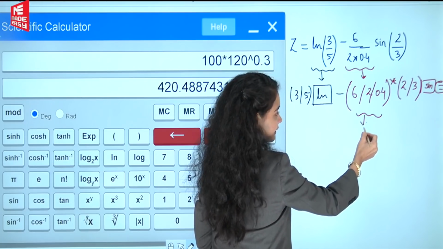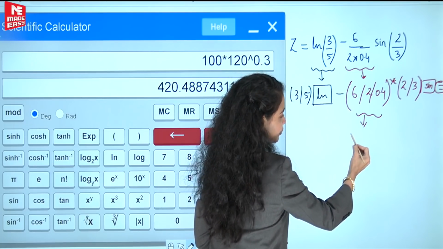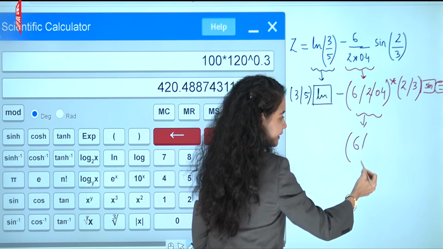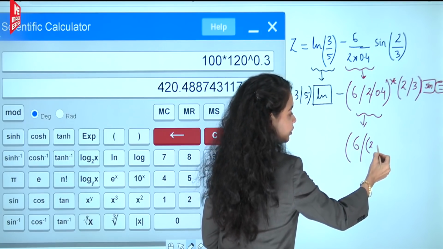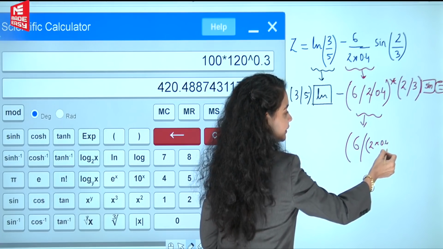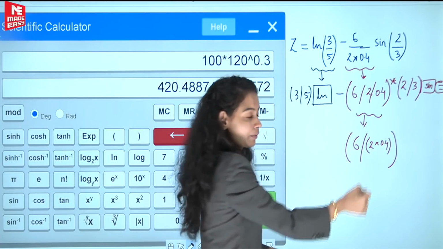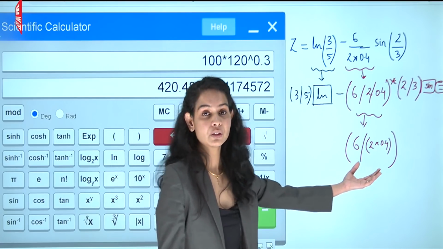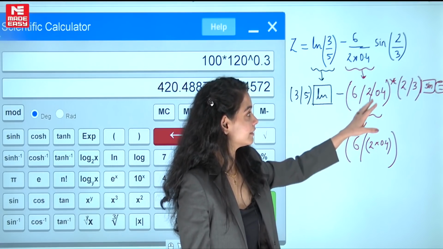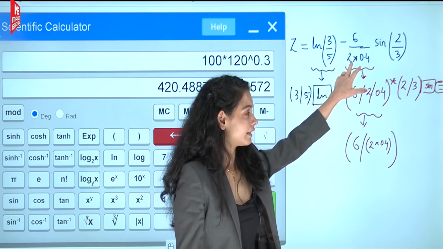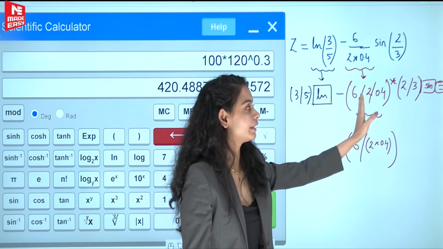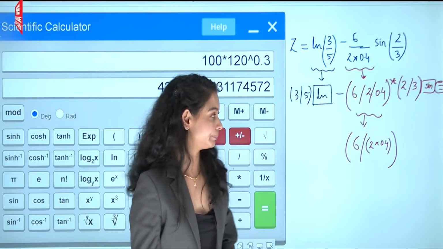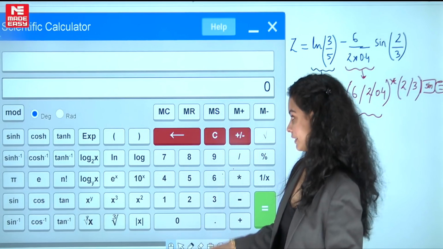Correct? So main catch point here is this. अगर आप normal procedure से करेंगे इसको, so what you will have to do? First you have to enter 6, then division, then again a bracket you will have to open, then 2 into 0.4, then you have to close this bracket and the outer bracket. So this will become complex. So to simplify this, क्योंकि 6 is divided by 2 and it is again in division with 0.4, you can employ two division signs together.